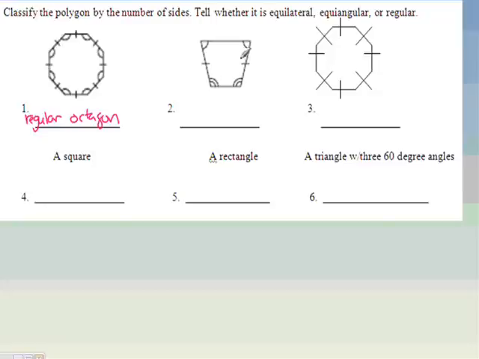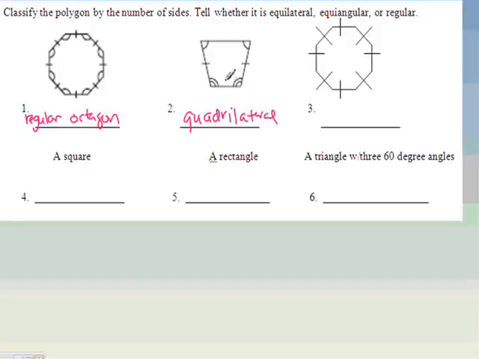All right, this guy right here, he's got 4 sides, but his angles aren't congruent, and all 4 sides aren't congruent. So it's neither equilateral nor equiangular, which means, of course, it can't be regular. So we are simply dealing with a quadrilateral.